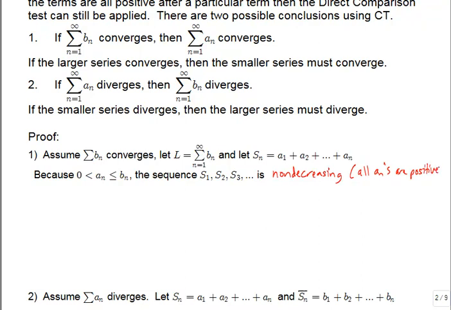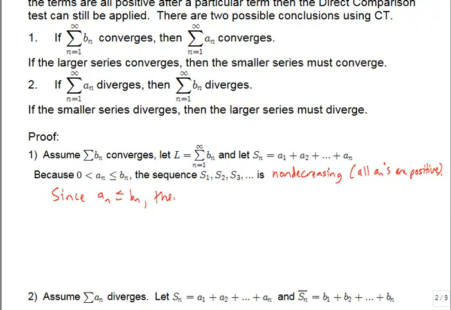We also know that all of our a sub n's are less than or equal to b sub n. And b sub n is converging. So that means that b sub n, which has a sum of L, its partial sums approaching L as well. And if each of the nth partial sums of a sub n is smaller than the nth partial sum of b sub n, then the nth partial sum of the a sub n's must be bounded from above by L as well.